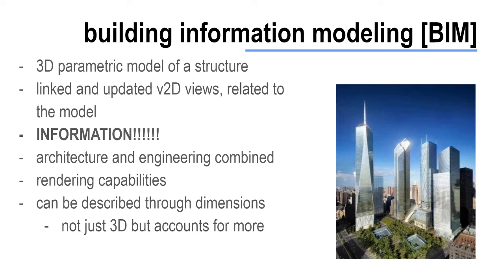But it's a 3D parametric model of your building. Parametric means that there are different parameters or requirements set for the building, and then it creates linked two-dimensional views related to that model. So as you make the 3D model of the structure itself, it then creates the floor plan, it creates the sides or the elevations, it creates the section views. It makes all of that for you.